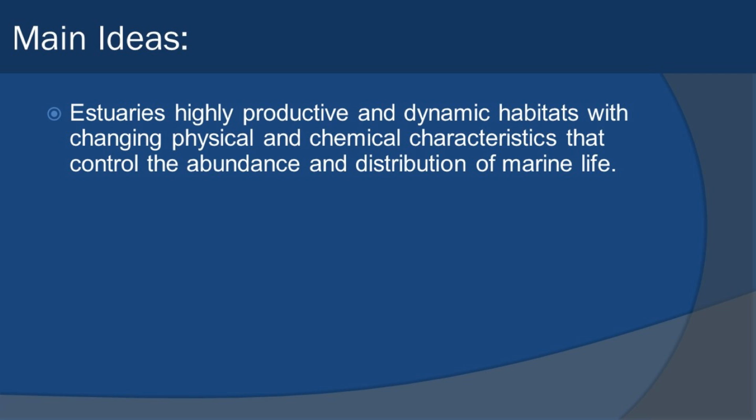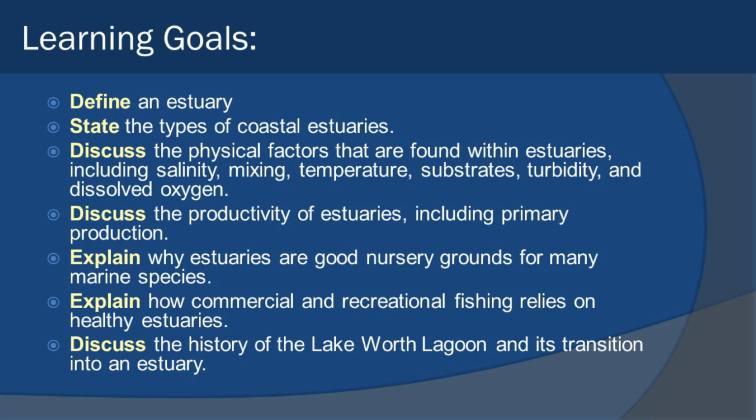So the big idea here is that estuaries are highly productive and dynamic habitats with changing physical and chemical characteristics that control the abundance and distribution of marine life. Of course, with that comes a whole set of learning goals here. Some simple, like defining an estuary and the various different types of coastal estuaries, to really getting into some of the physical and chemical characteristics and how they change throughout estuaries.